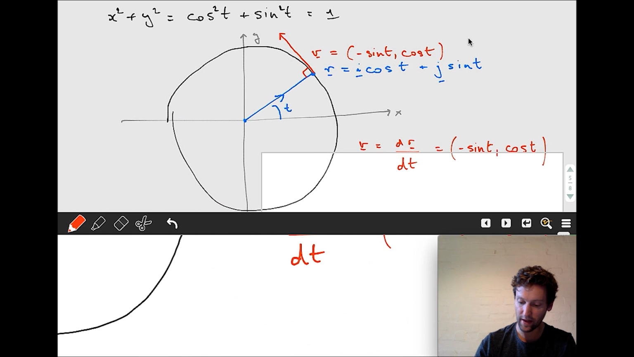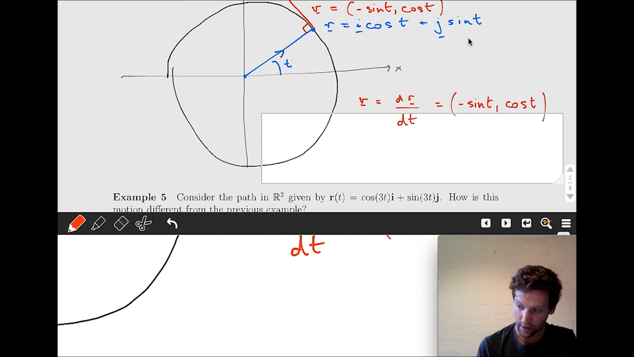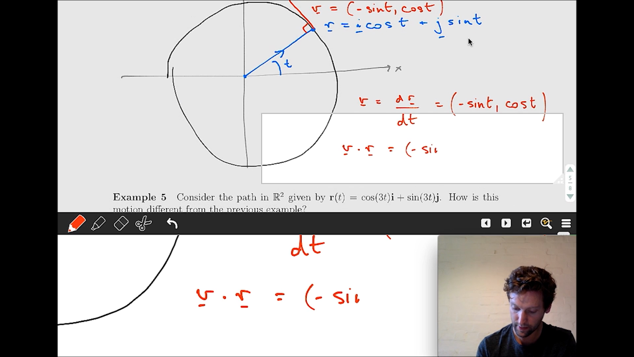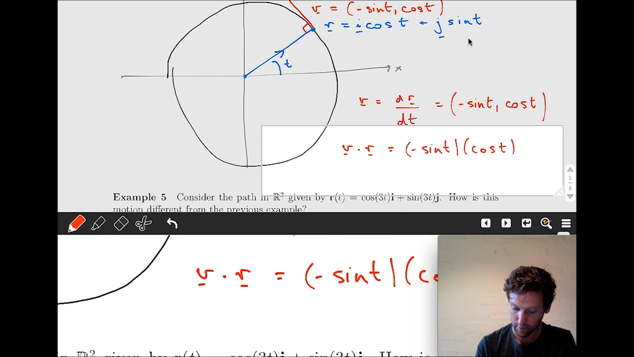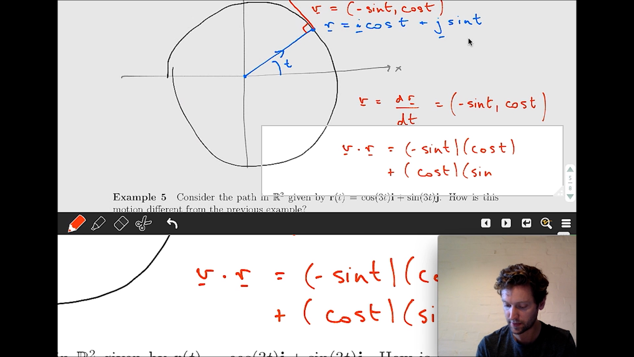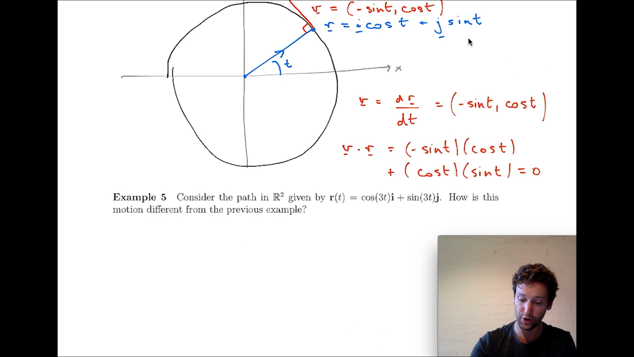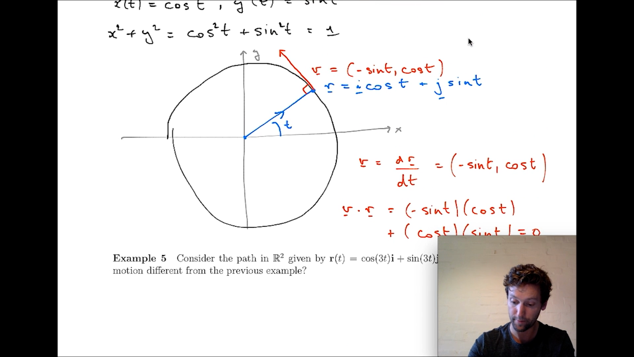So let's just check that. The velocity dotted with the radius is going to be minus sine of t cosine of t plus cosine of t sine of t, and you can see that those will cancel out. So my velocity and my radius for circular motion are perpendicular to one another.